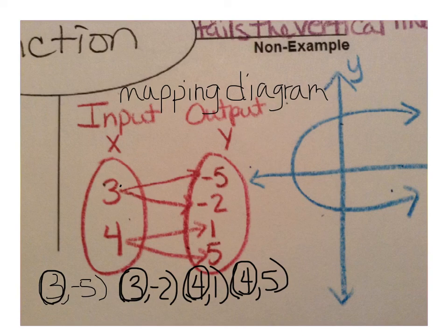Now we have a graph over here. When we have a graph, remember what we do. We do the vertical line test. If I draw a vertical line through this graph, do I cross what is drawn on the graph more than once? Yes, I do. I cross that graph here, and I cross that graph right here. Therefore, this is not a function.